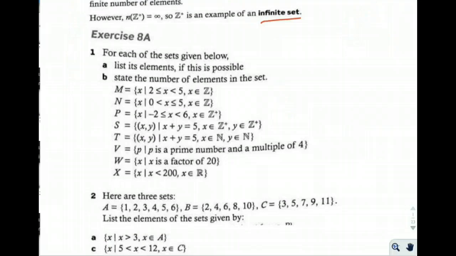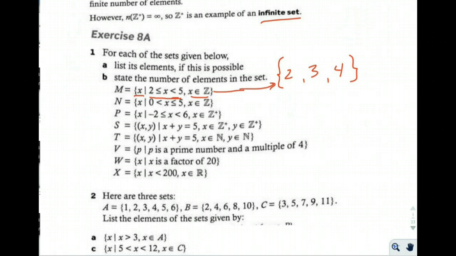Let's see, for example, example M. List the elements in M, state the number of elements in M. So this says x such that 2 is less than or equal to x is less than 5, and x is an integer. So the possibilities are 2, 3, 4, 5. Now, do we include 5? No, because it says less than 5. So only 2, 3, and 4. To put that in a set, we put it in brackets with commas in between them. So that's the set M.